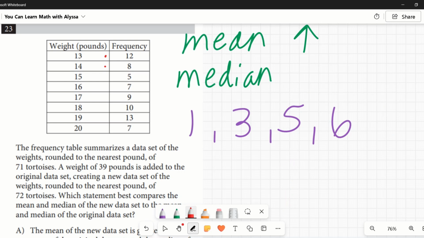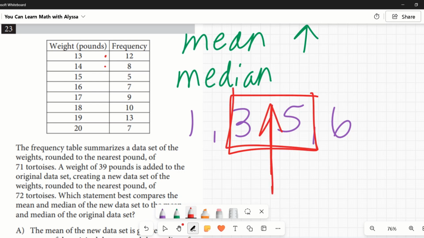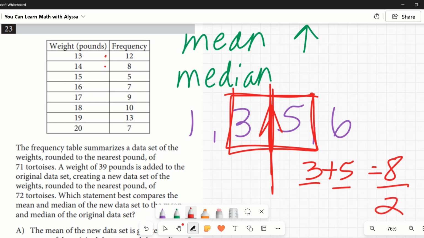If you have an even number of numbers in the data set, even amount of data, then you take the 2 numbers that are in the middle, because you're trying to find what's right here. So you take the 2 numbers that are to the left and right of the perfect middle and you average them. So in this case, 3 plus 5 is 8. And there were 2 numbers added, so we divide by 2 to average them, and we get 4. The median of that data set, 1, 3, 5, 6, would be 4.